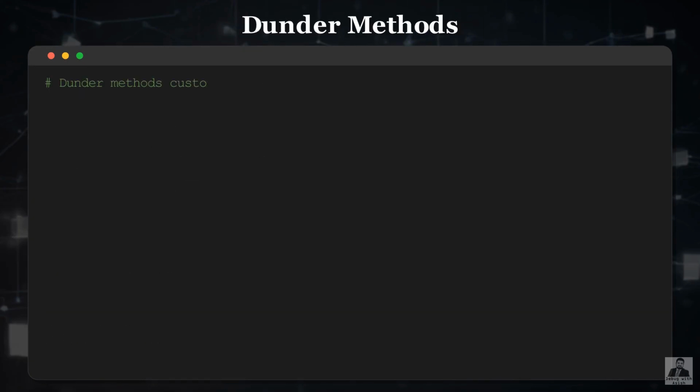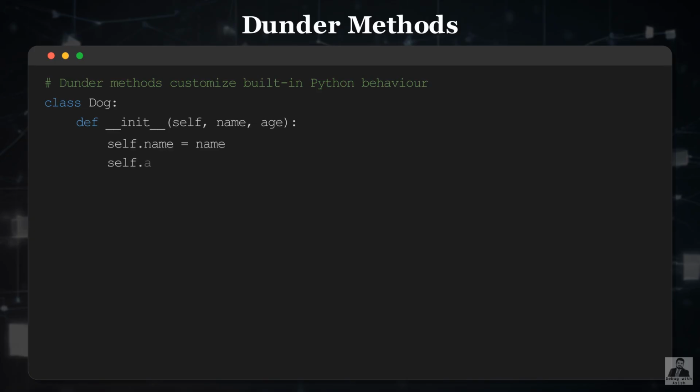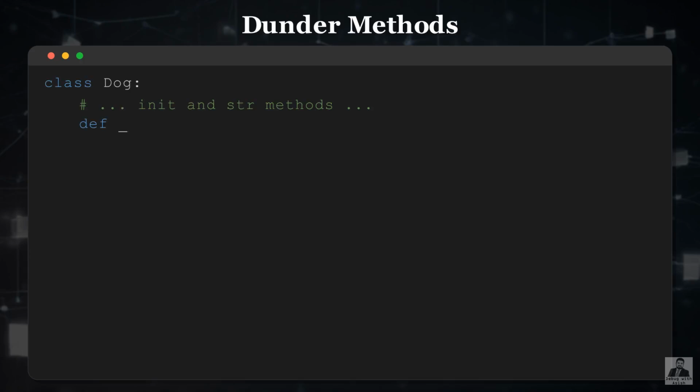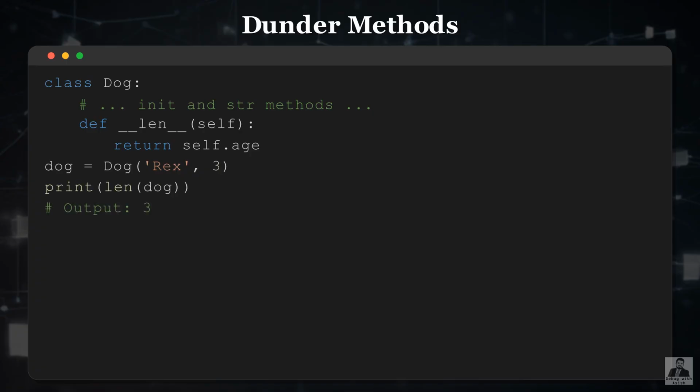Dunder methods, short for double underscore methods, let you customize how Python's built-in functions behave with your objects. The __str__ method controls what print outputs when you pass an object to it. Without it, Python prints something like "object at memory address," which is not helpful. The __len__ method controls what the len function returns for your object. Here, we define it to return the dog's age. Defining these methods makes your classes behave naturally with Python's built-in tools.